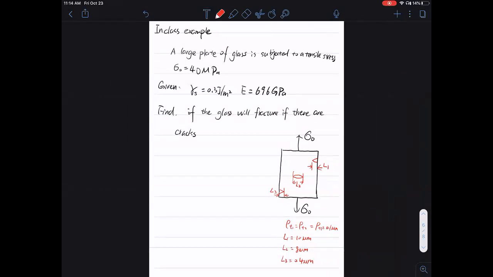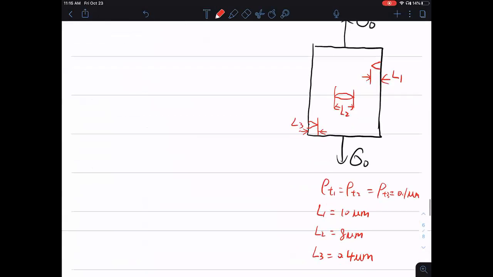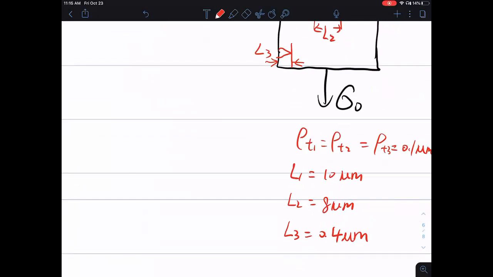Okay, that's a setup of this example. We have a piece of glass with three small cracks. And we know the stress sigma naught applied to this glass. We want to find out if this glass is going to fracture under the given stress and the cracks. The three lengths, L1 it's 10 micrometer, L2 is 8 micrometer, L3 is the smallest one, it's 0.4 micrometer.